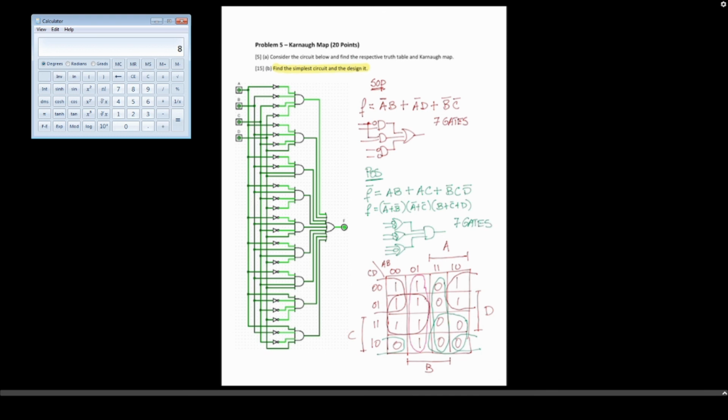for my POS. You could stop here. I'm okay if this is your answer and you get, it does not matter if you do SOP or POS, you get exactly the same amount of gates. But in fact, the answer is that you can reduce this even a little bit further. Notice that these 2 gates over here are actually NAND gates. So that means that I can reduce 1, 2, and 3, 4, 5 gates just to 2 gates.